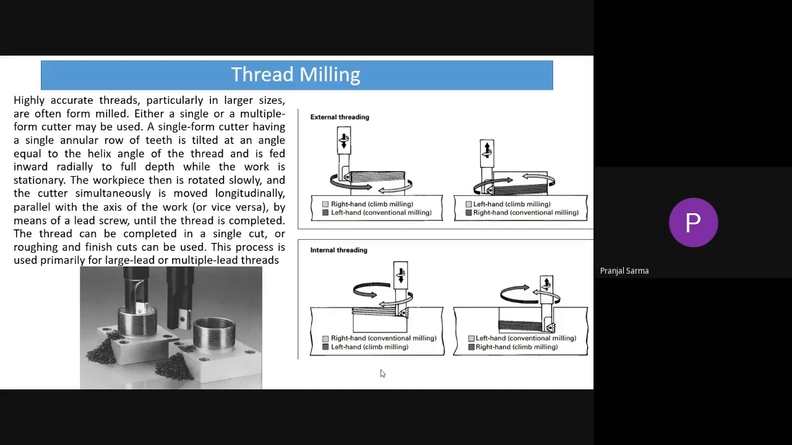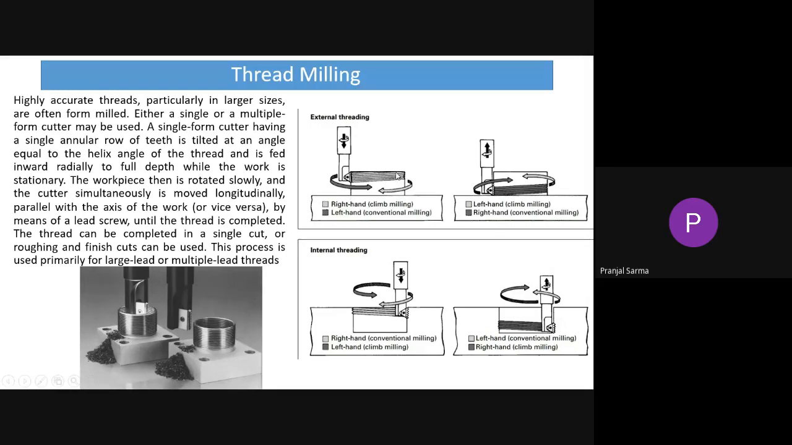In that particular case, how do we generally manufacture or cut thread by thread milling? If we're talking of a single form cutter, having a single annular row of thread, it is tilted at a particular angle which is equal to the helix angle of the thread. If you look at these figures, it will be evident. That means these threads are tilted by a particular helix angle. We already know the thread is in the form of a particular helix.